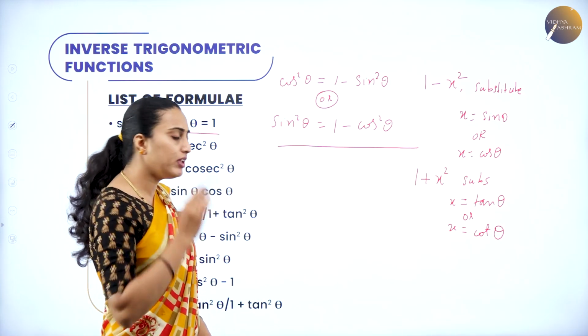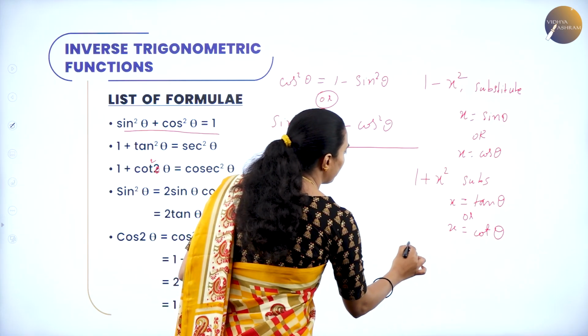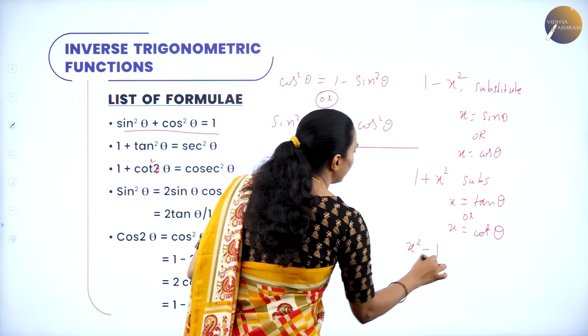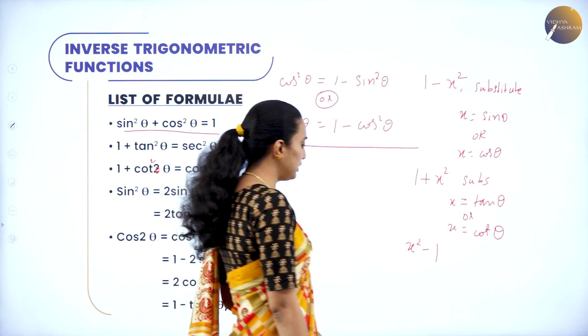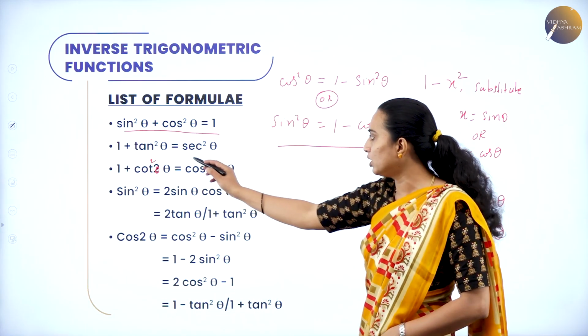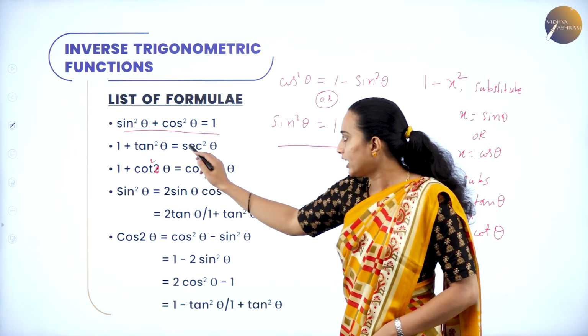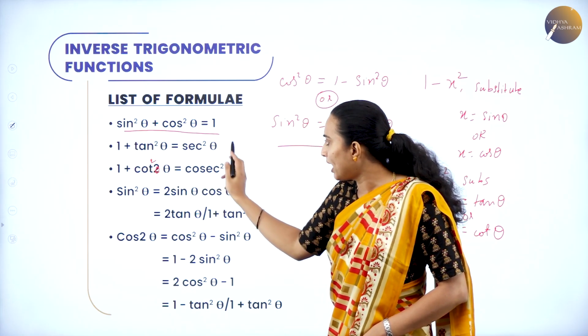Next, if you have it in the form of x squared minus 1, you are going to substitute, see, you can observe here. So 1 can be written as secant squared theta minus 1.